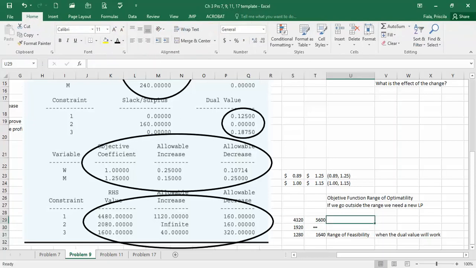And you can go ahead and put them in parentheses if you want, because that's what it would define my actual range. I'm just going to type infinite to be faster. And right here, I'm going to move this over here. And I'm going to say 2080, 1640. And this will be the answer. Okay. So as long as you stay with this range, these dual values will work just fine. Once we go outside the range, then we need a new linear programming.